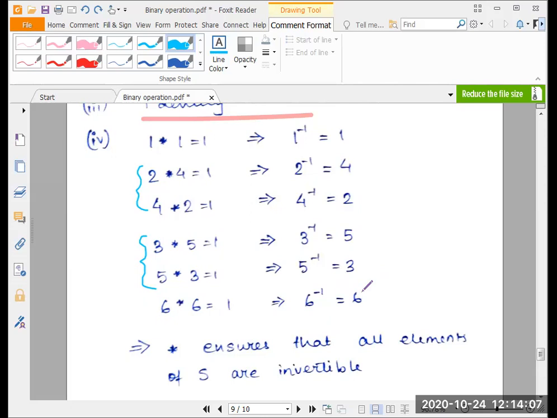So the fact that there is an existence of inverse is very evident from the appearance of the composition table itself. I don't even need to do any calculation, and I can say that the composition table says that there is an existence of inverse numbers. So essentially, it ensures, that is what I've written here, it ensures that all elements of S are invertible. So you see, looking at the composition table, you can see all these properties of the binary operation.